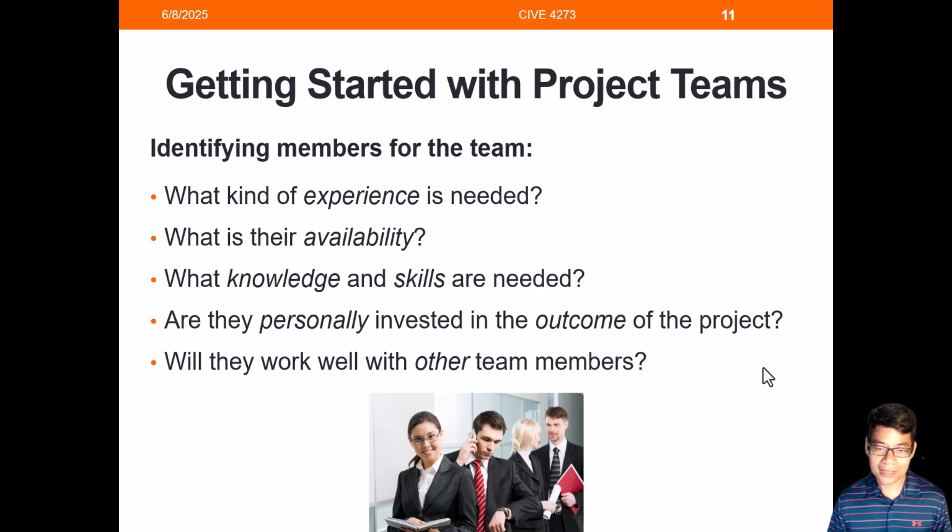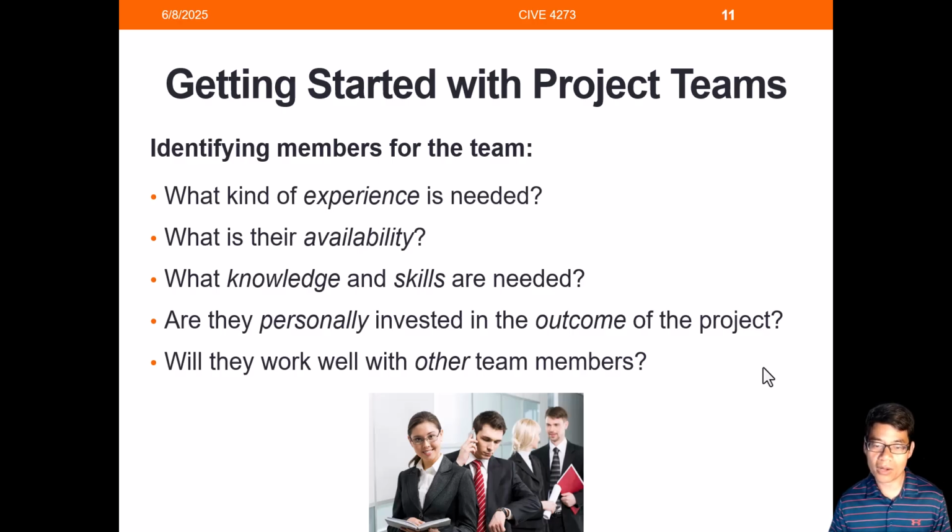And the last thing is you have to make sure the person can work well with other team members. We always have to do teamwork. For construction projects, it's not an individual person's work. We have to work as a team. So you have to make sure the person can work well with other team members.